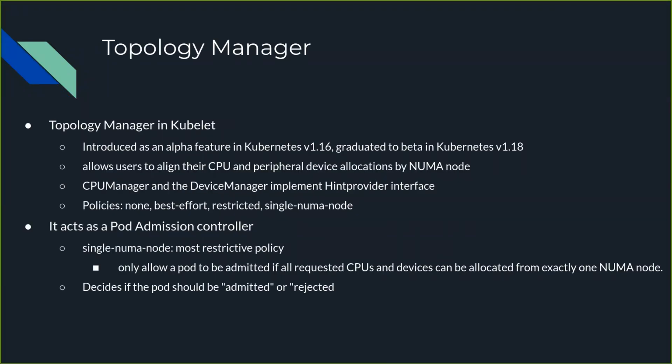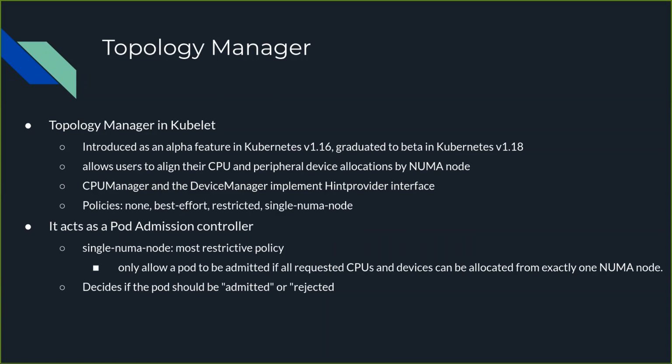So Topology Manager was introduced as an alpha feature in Kubernetes 1.16. It graduated to beta in Kubernetes 1.18. Its primary functionality is to align CPU and peripheral devices and their allocation by NUMA node. CPU manager and device manager implement the hint provider interface, and through that they provide an indication of the NUMA nodes that the device or the CPU belongs to or has been allocated from. The policies that topology manager supports are none, best-effort, restricted, and single NUMA node.